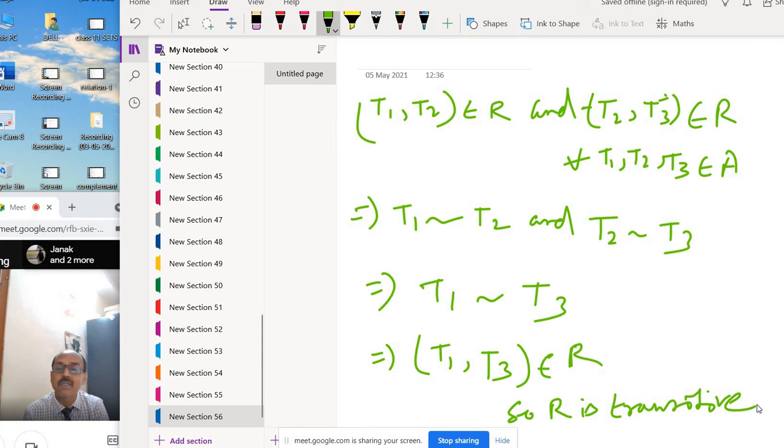All of you understand this? Hello? Yes, sir. Write down this. So R is transitive. So all three conditions are satisfied. So you can say this relation R is an equivalence relation.